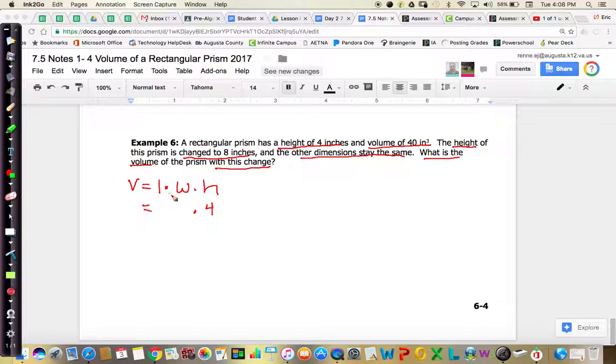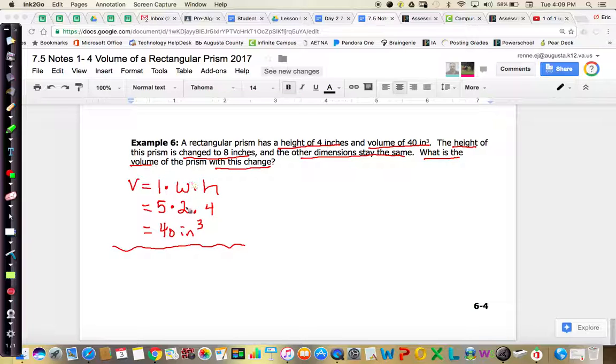So we know that 4 times 10 is 40, but if we break down 10 into 5 times 2, then we can have our 3 numbers. So let's say that the length is 5 and that the width is 2, and 5 times 2 times 4, of course, is 40 inches cubed. Okay? So that is the original volume.